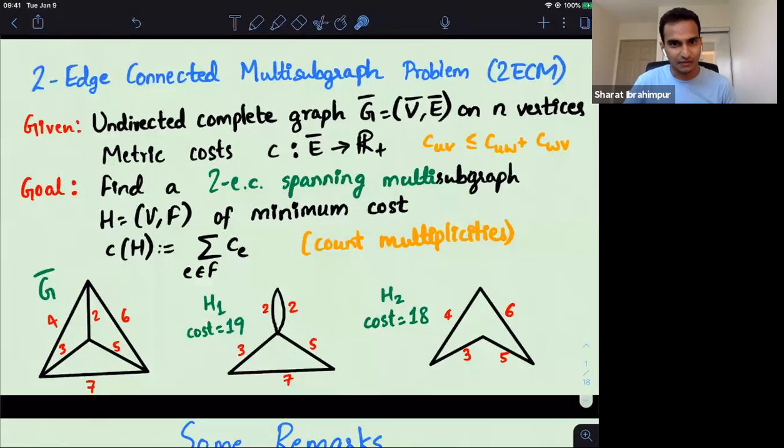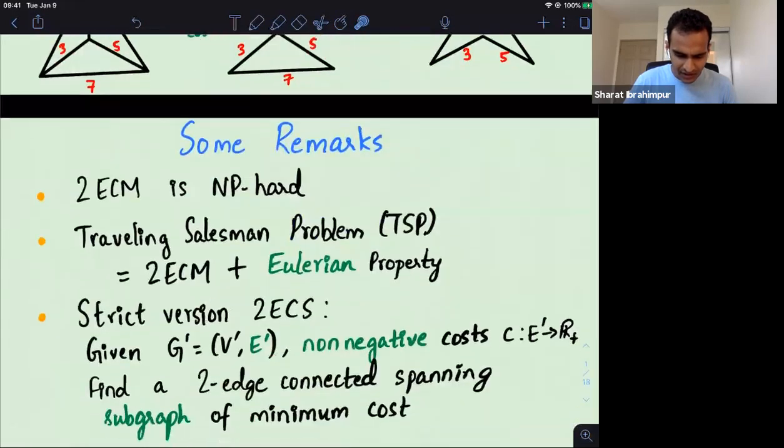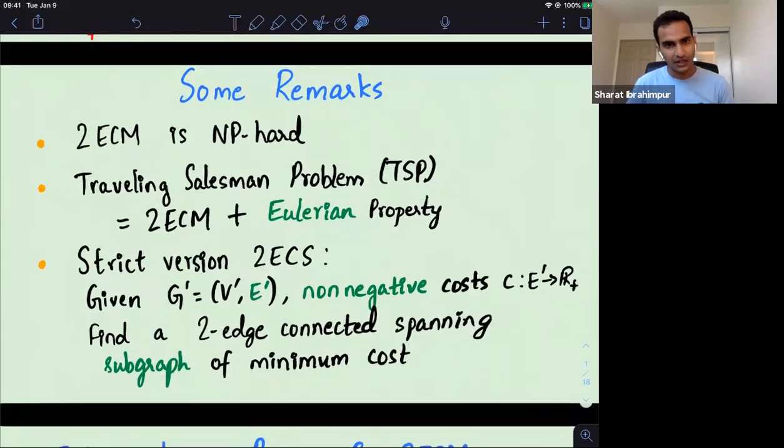Any questions regarding the problem formulation? Let me make a few quick remarks. This problem 2ECM, which I described in the previous slide, is NP-hard.